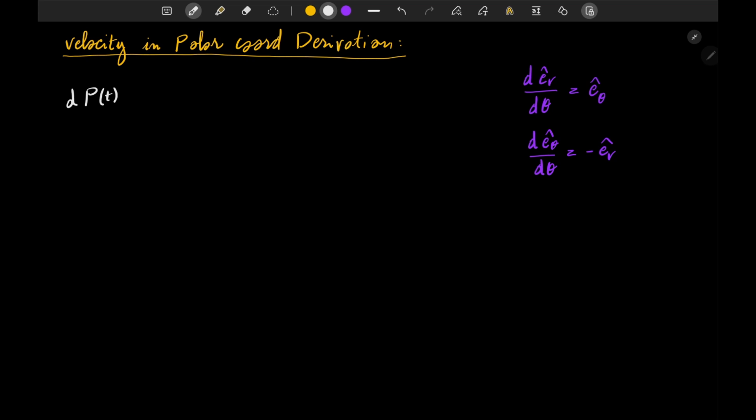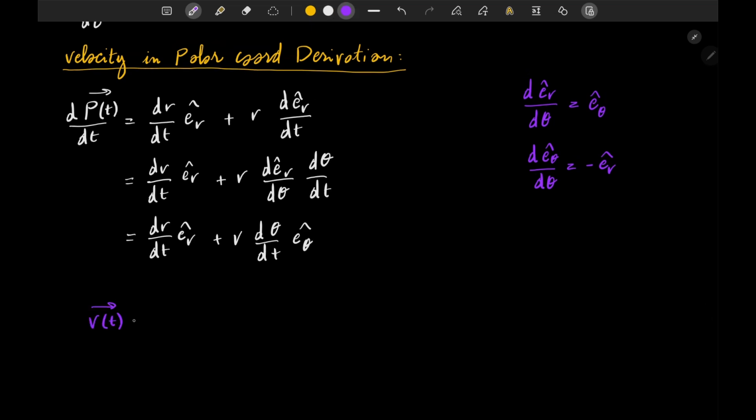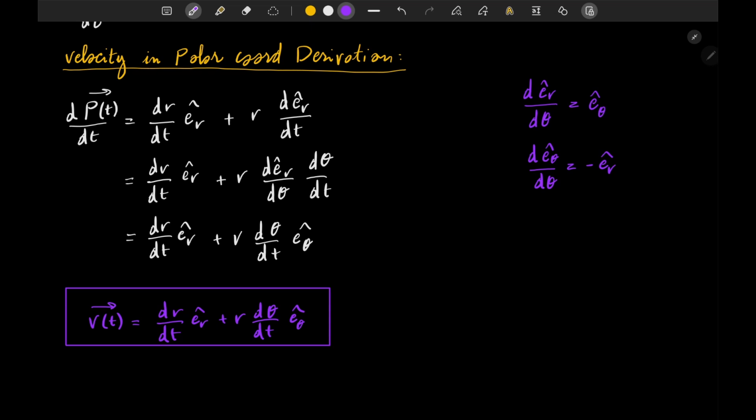Velocity is the time derivative of a given position function, just like in Cartesian coordinates. The difference is only in the way we represent the position vector. In polar coordinates, the position vector is just r e_r, and r is a function of time. And we get the formula for velocity in polar coordinates, which is the time derivative of r times e_r plus r times the time derivative of theta times e_theta. Notice the use of the chain rule in the second step.